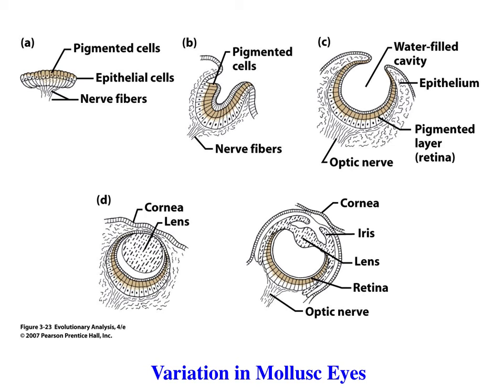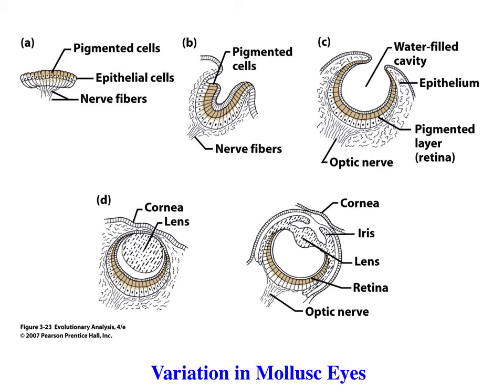So we actually do see functional intermediates in the natural world. One great example of this is within the phylum Mollusca. Mollusca, if you remember, has well-known organisms such as squid, octopus, cuttlefish, etc., that have very nice, complex structures that we call the camera eye, right? As you can see there on the bottom right, that's an example of the camera eye.